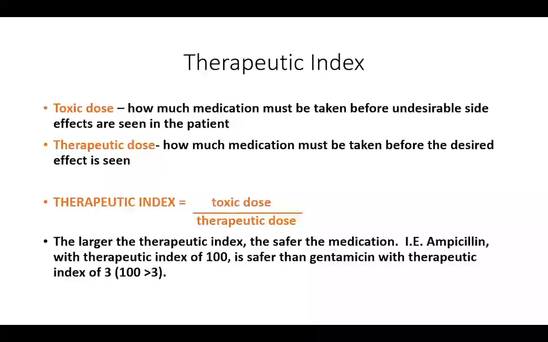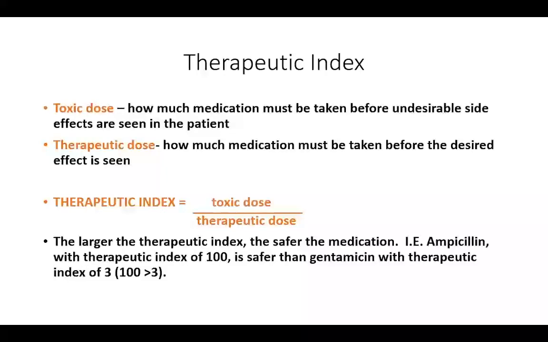You also need to know what therapeutic index is. A toxic dose is the dose that must be taken before you get undesired side effects in a patient. Therapeutic dose is the dose that must be taken before the desired effect is seen. Pretty simple. Therapeutic index is basically toxic dose divided by therapeutic dose. That is it. It is not a complicated equation.